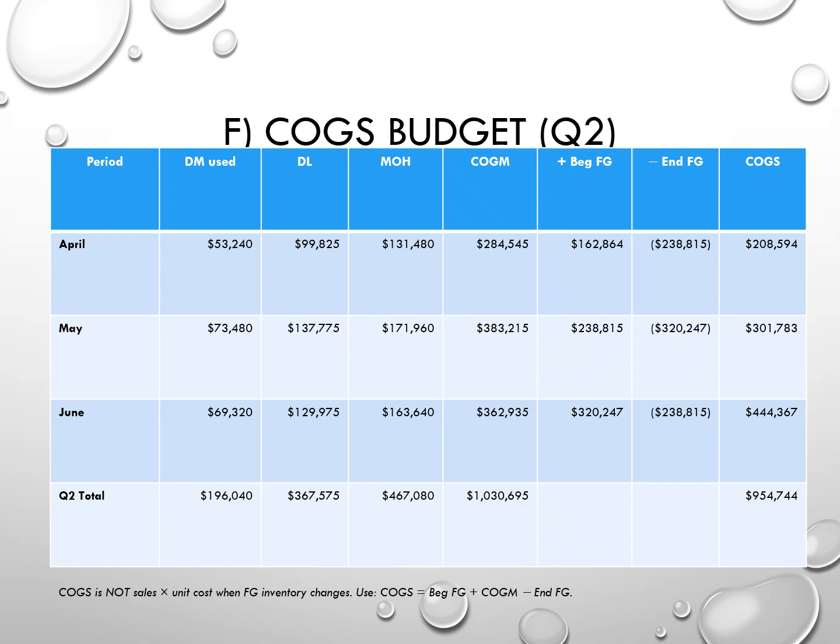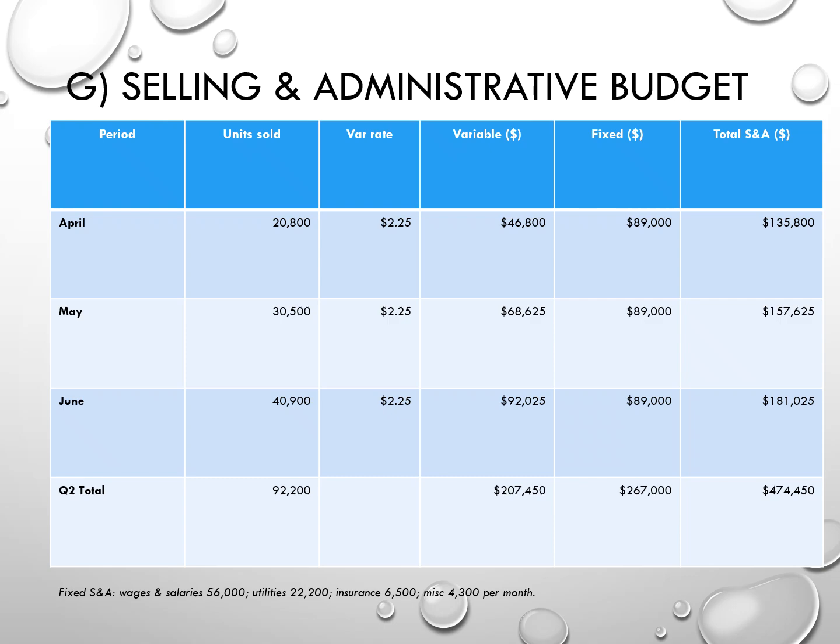COGS is not sales multiplied by unit cost when inventory changes. The correct formula is COGS is beginning finished goods plus COGM minus ending finished goods. Because Handtoys carries inventory, some goods sold were produced last month, and some remain unsold. Total COGS for Q2 is $954,744.